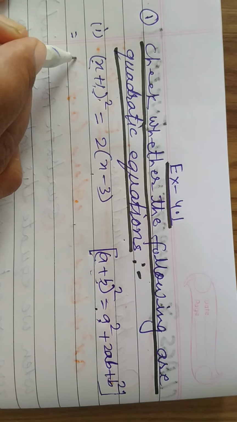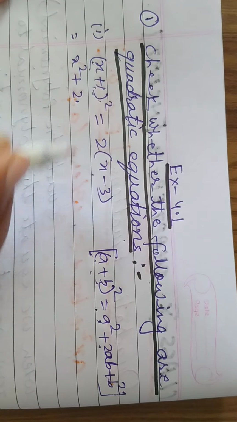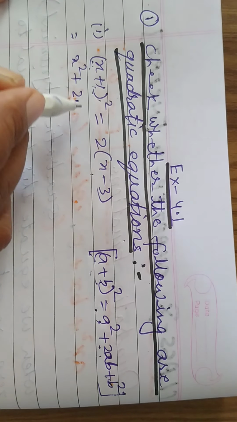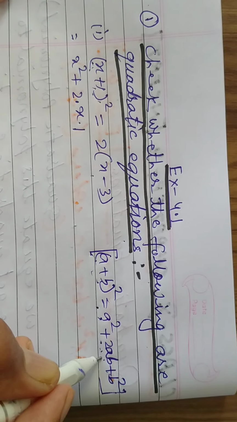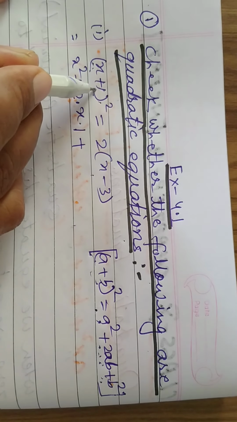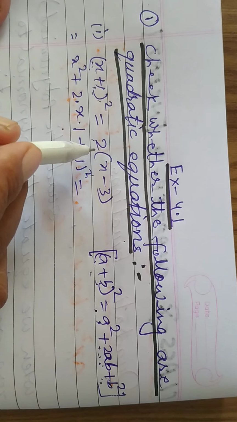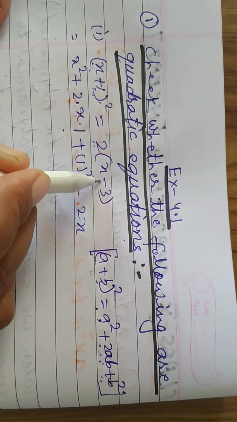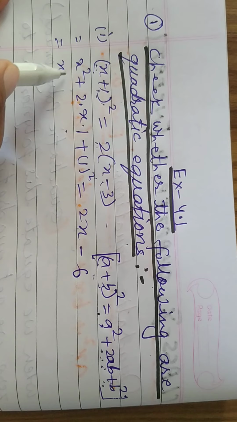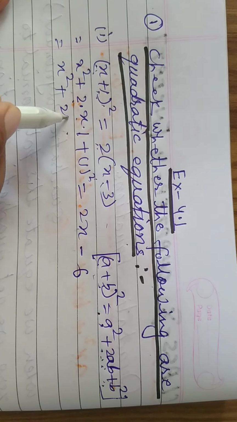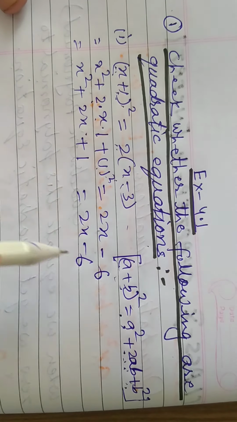So a square means x square, plus 2ab, where 2 we write as it is in the formula, a is x and b is 1, plus b square, which is 1 square. Now the left side is completed. After the equal sign we multiply 2 into x, 2x minus 2 threes are 6. After that we solve it. x square plus 2 into x into 1, 2x, plus 1 square, 1, equals 2x minus 6.